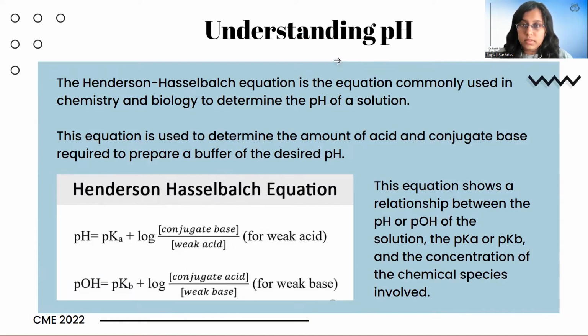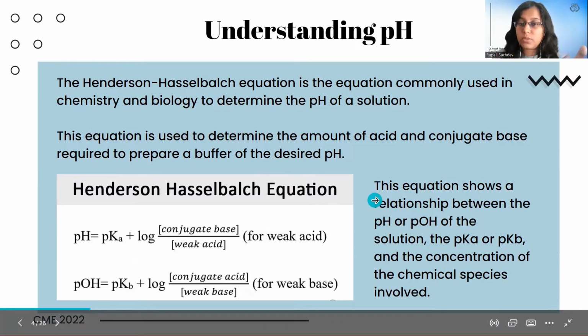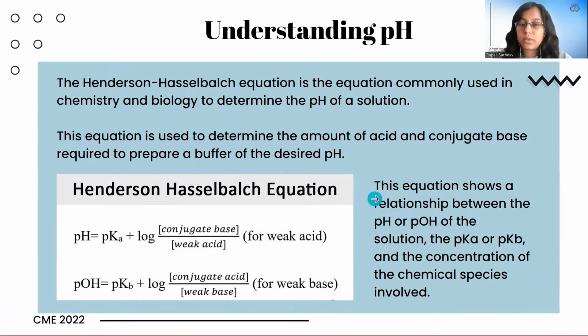0 to 14. Very good. So your pH scale ranges from 0 to 14, with 7 being neutral, right? And if you go towards 0, that means you're getting more acidic. If you go towards 14, you're getting more base. So when your pH needs to be maintained and it needs to be calculated, it's according to this equation.